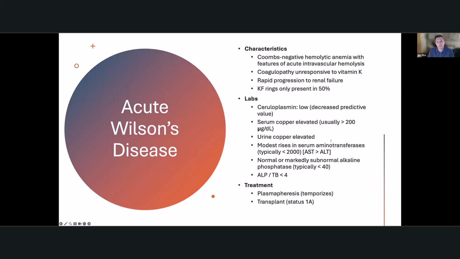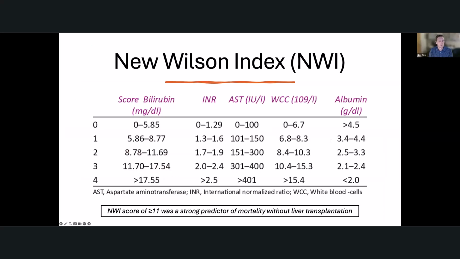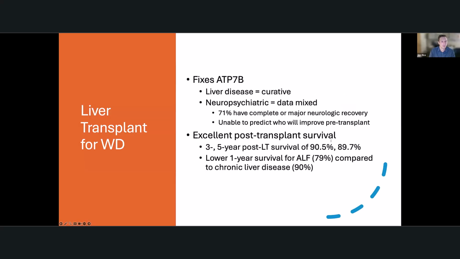Plasmapheresis can be considered, but it's just a temporizing treatment to get to transplant. And so these patients are very sick. You need to identify it early. You need to know that your testing is less diagnostic and it presents in a different way. And these are patients who should be at a transplant center to be considered for transplant early in this process. Something you can calculate is the new Wilson index, where a score above 11 is a strong predictor of mortality without transplant. It uses, as you can see there, bilirubin, INR, AST, white blood cell count, and albumin.